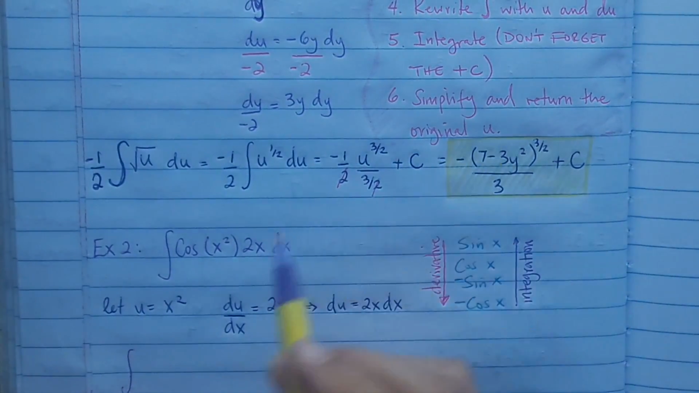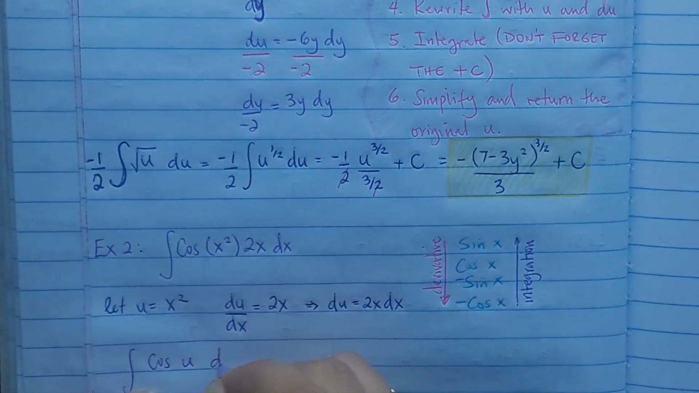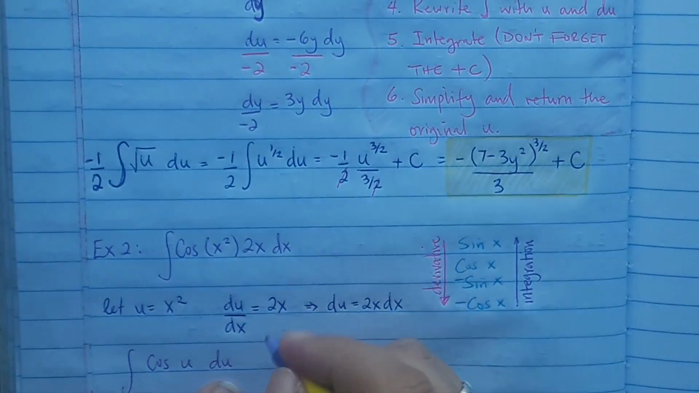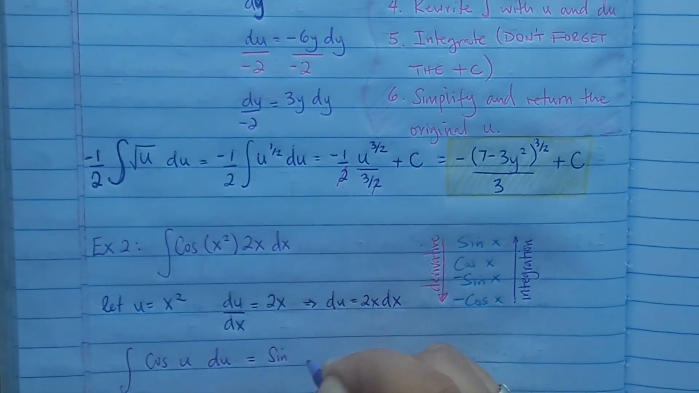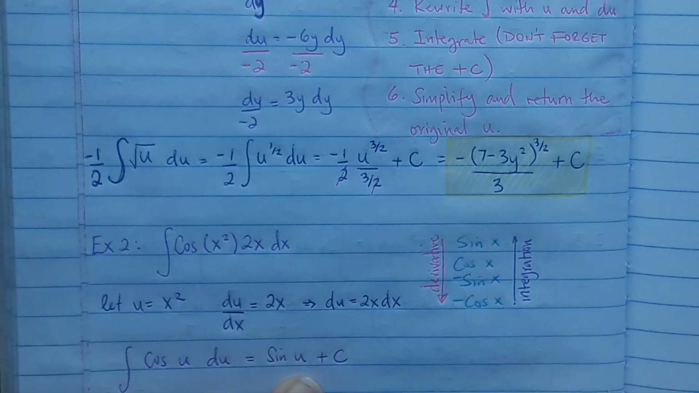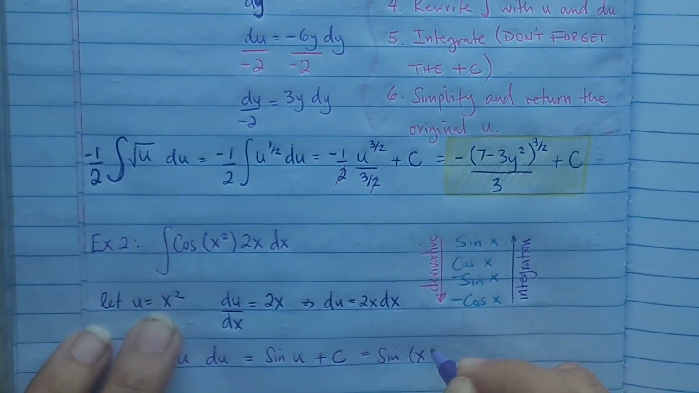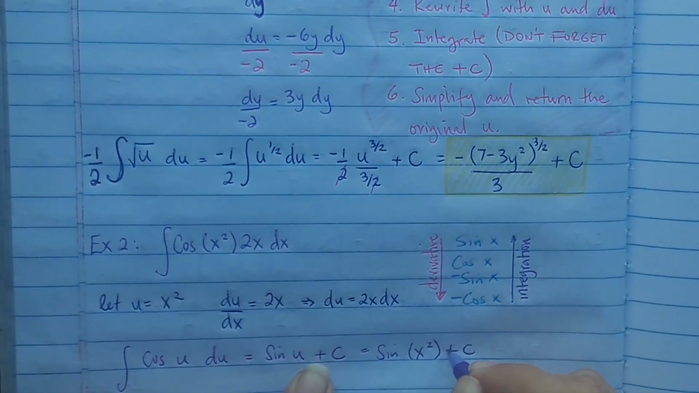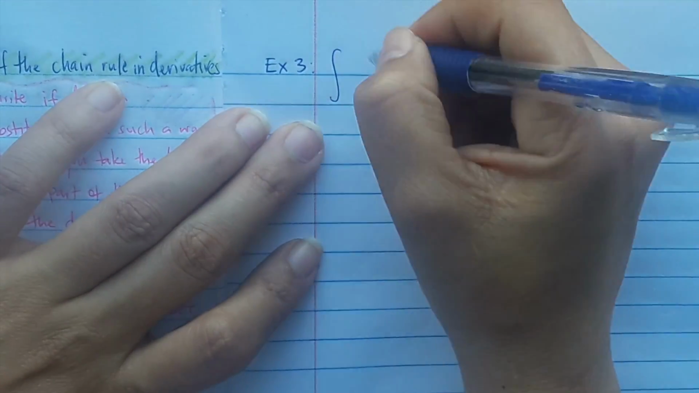Now rewrite it with the u's. I'm going to get cosine of u because u is x squared, and du is going to replace the whole 2x dx. Now we're going to integrate that. Remember, integrating is going up, so that's going to be sine of u plus the constant. Now return u back into it, so u was x squared, so sine of x squared plus some constant. And that's pretty much it. That's all there is to doing this by substitution.